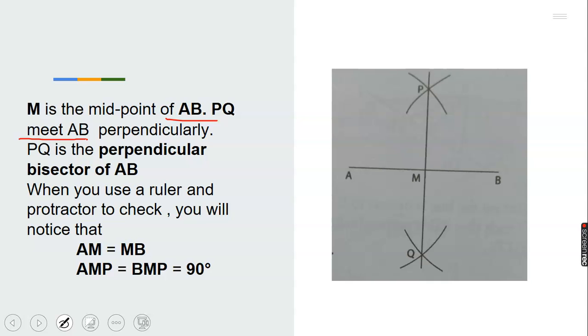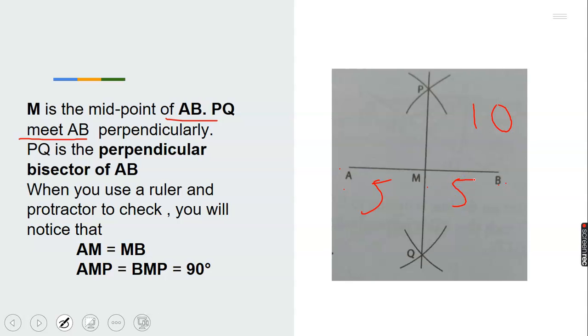Recall last time we showed how to bisect a line perpendicular, or how to draw a perpendicular line. Now, when you use a ruler and protractor to check, you will notice that AM equals BM. For instance, if the whole of AB is 10 centimeters, definitely AM will be 5. BM will also be 5.